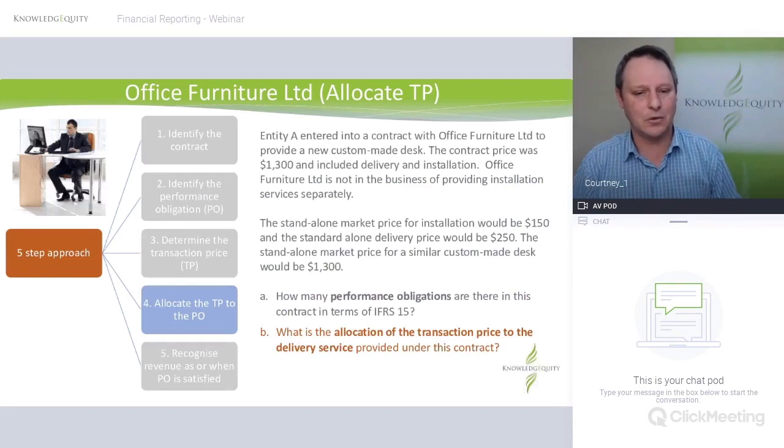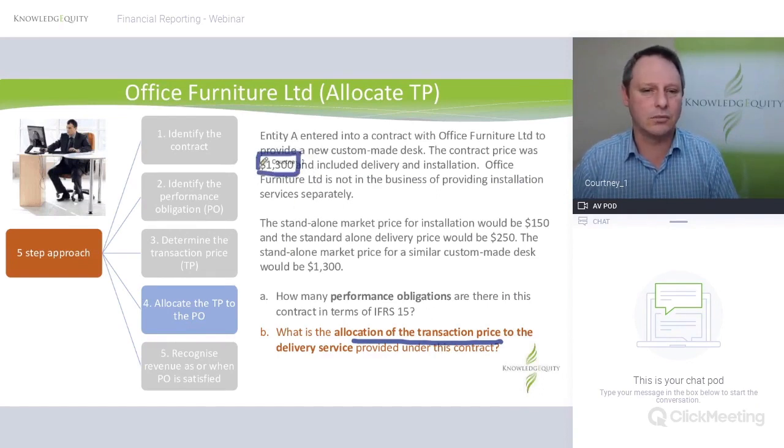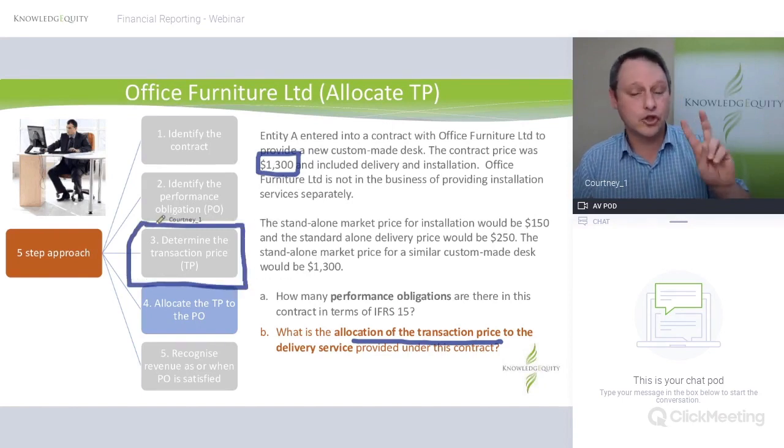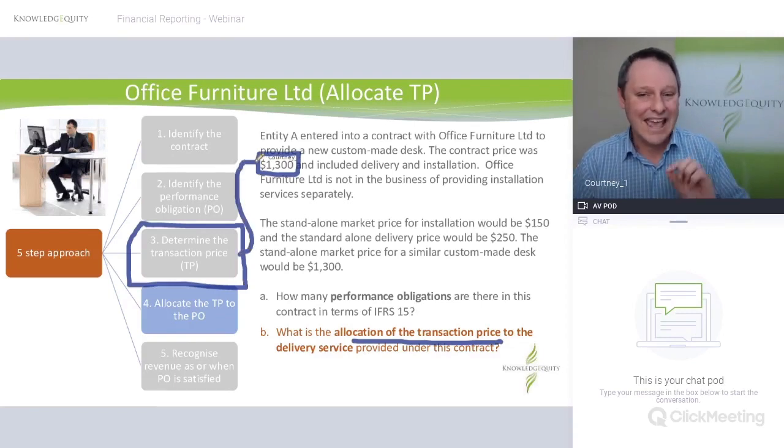And that leads us to say, well then, what is the allocation of the transaction price? So do we know what the transaction price is? We've been told it's $1,300. So there's nothing too complicated there. And that's this step number 3. So we found out there's 2 performance obligations. We have a transaction price of $1,300. How do we allocate it across the components?